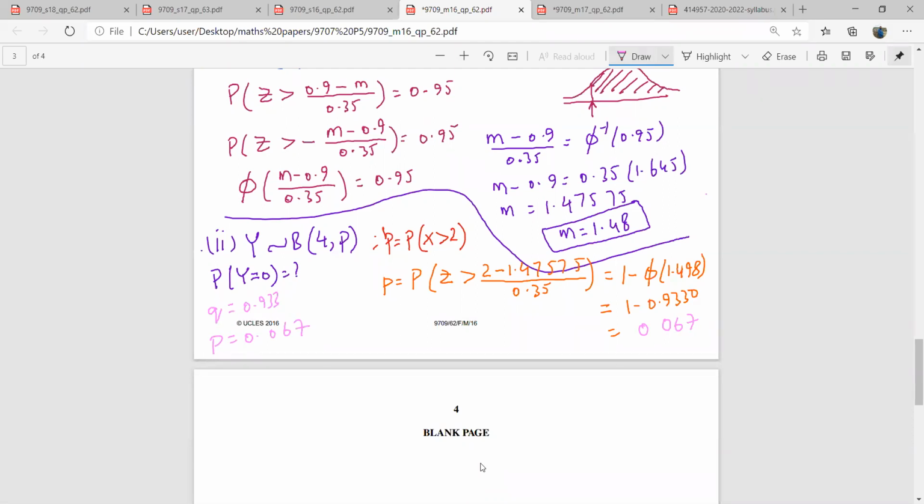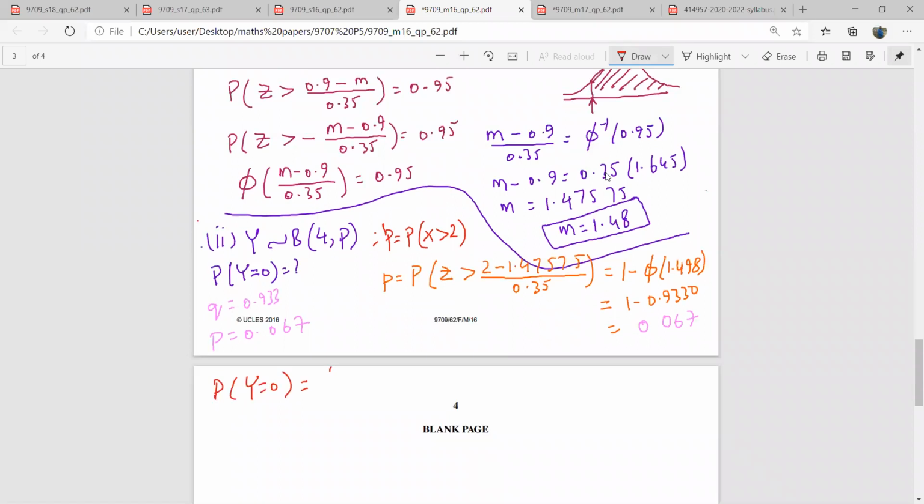So now we can find the probability that Y is equal to 0. So guys, can you see how you have to switch between the normal and the binomial? This is the level of the past paper examination questions here. So we have to find the probability that Y is equal to 0. That is going to be 4C0 times 0.067 raised to power 4 times 0.933 raised to power 0. So this is going to be raised to power 4. So this is the answer.